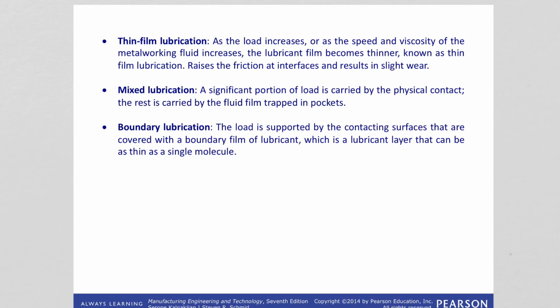Another possibility is thin film lubrication. This happens as the load increases between the die and the workpiece, and as the speed and viscosity of the metalworking fluid decreases. This makes the lubricant film become thinner, which is known as thin film lubrication. This condition raises the friction at the interface and results in slight wear.